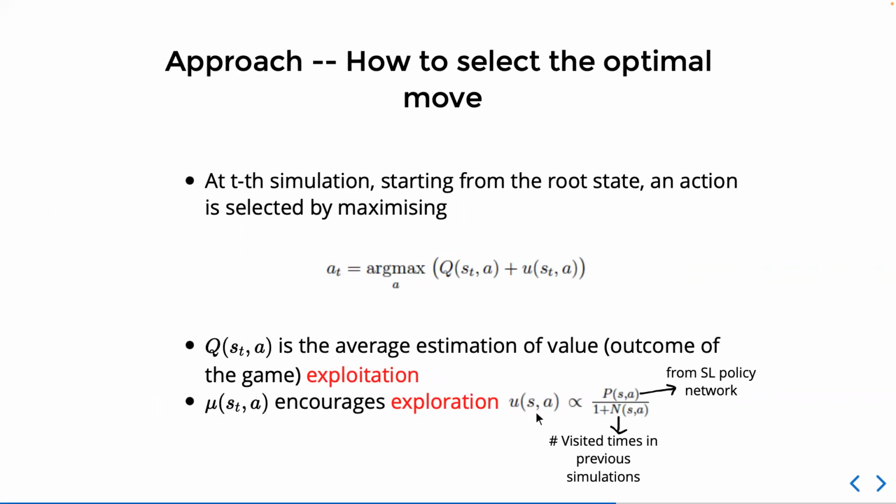So please go on. Okay. So mu is proportional to P divided by 1 plus N. This P is the output from the supervised learning policy network. So if the policy network recommends an action with higher probability, then the mu would be higher. And N is the number of visited times in previous simulations, and we try to explore new actions. The question is, what's the relation between P and Q?